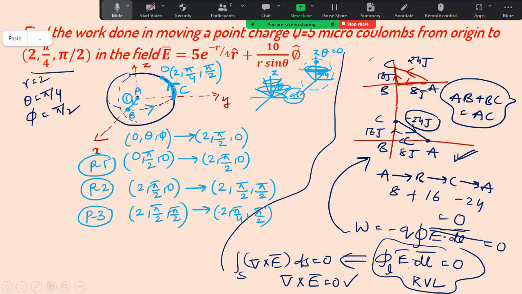What is the necessity of taking it in this way? There is no necessity to follow these three paths only. You can go for other paths also. First we'll complete this one, then I will tell another way of doing it. So these three paths we have started from the origin.